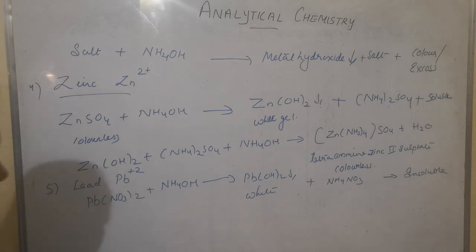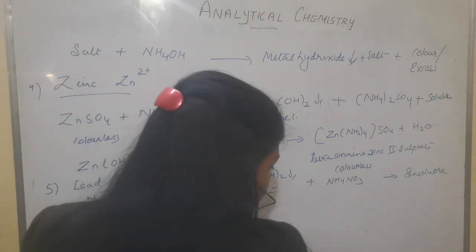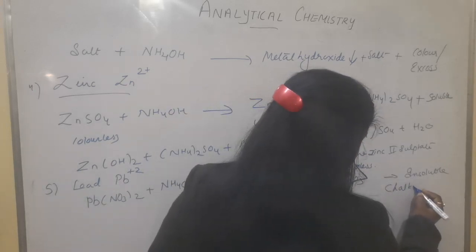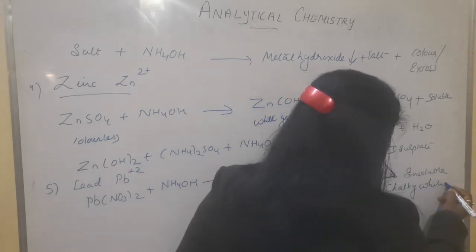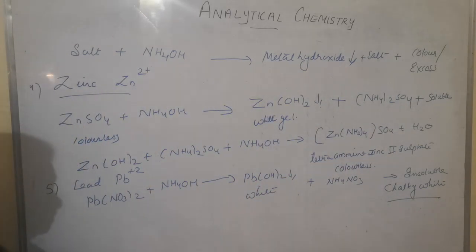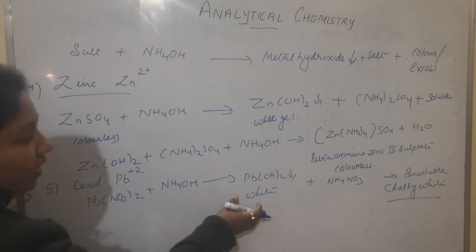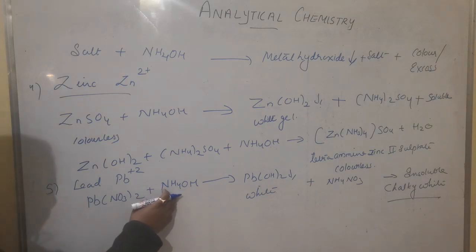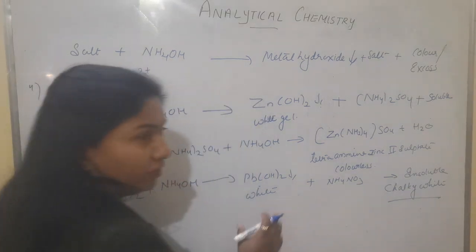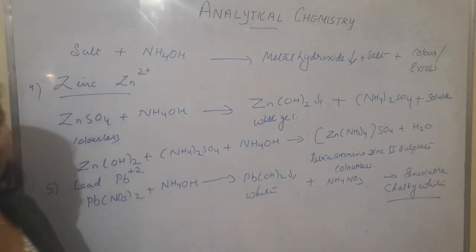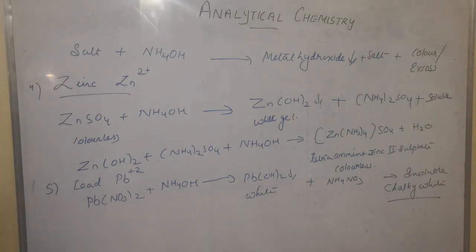So when added in excess, the color would change to chalky white. This chalky white you would get when NH4OH is added in excess. Initially, when it is added dropwise, you get white precipitate, and when you add NH4OH in excess, that precipitate will remain as such, but it is converted into chalky white precipitate. Means the appearance will change.